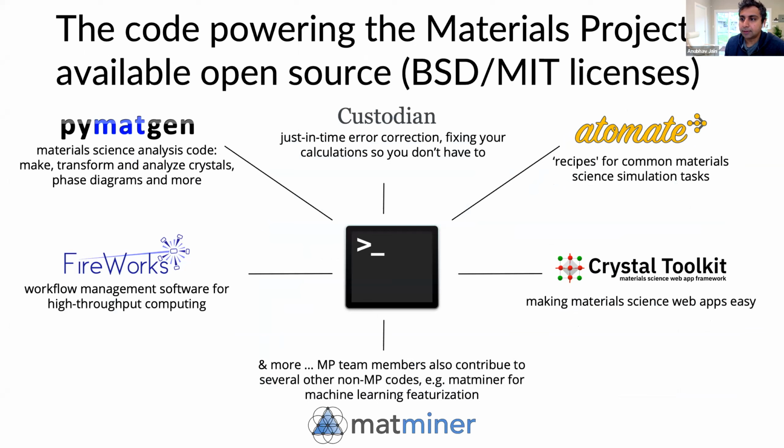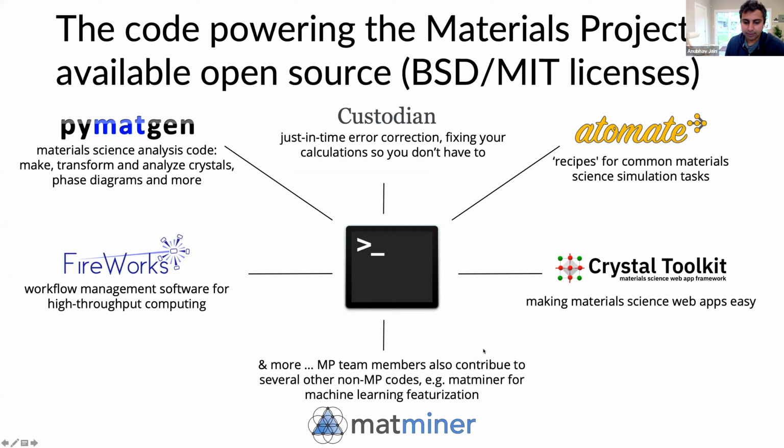In addition to the data and also the apps on the website, there are a lot of offline tools. These are typically Python-based tools that you can download and use for your own purposes on your computer. These include codes like PyMatGen, Custodian, Automate, Fireworks, and MapMiner. Jean-Marco mentioned all of these. I'll be going through these codes in a little bit more detail later in the talk, so I won't talk much about them right now.